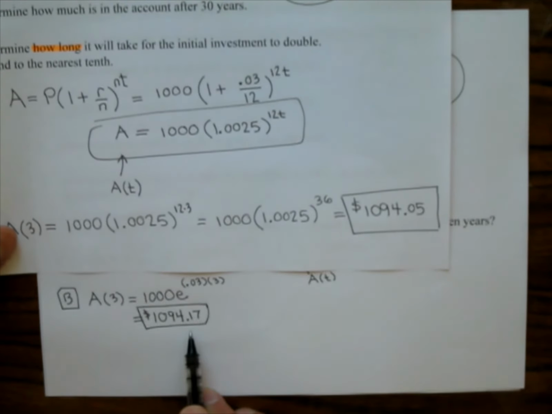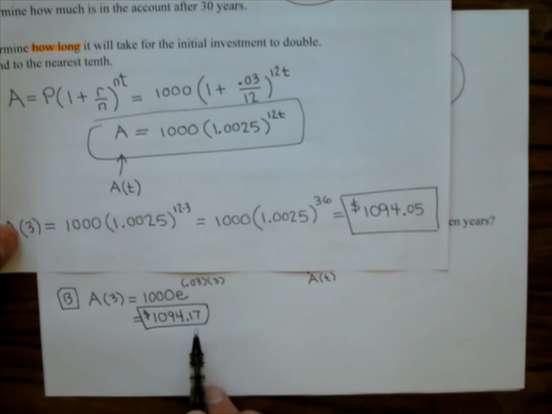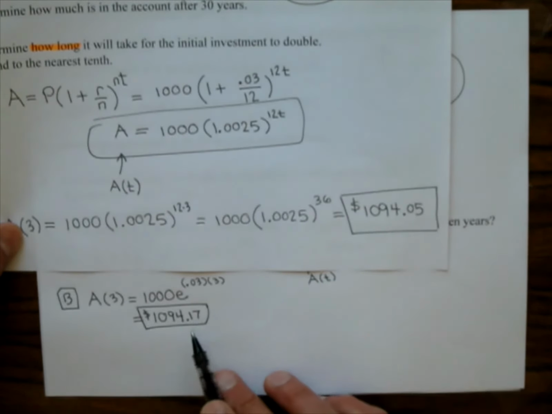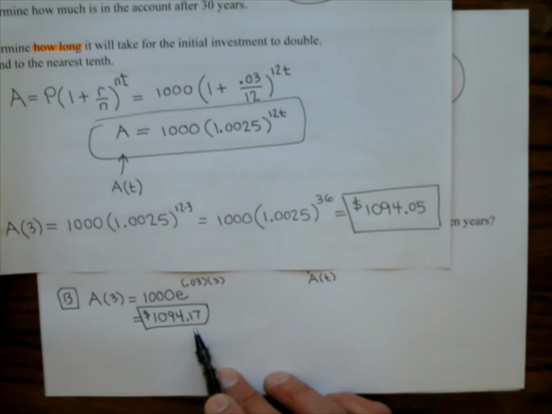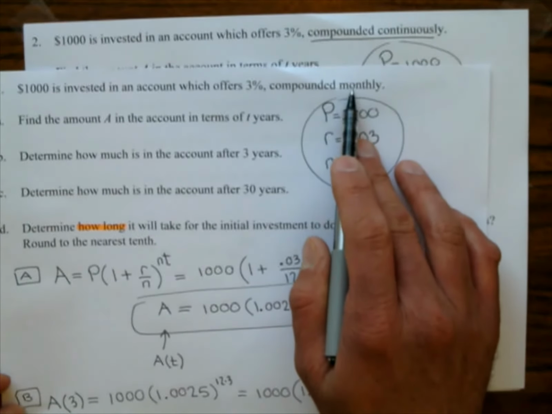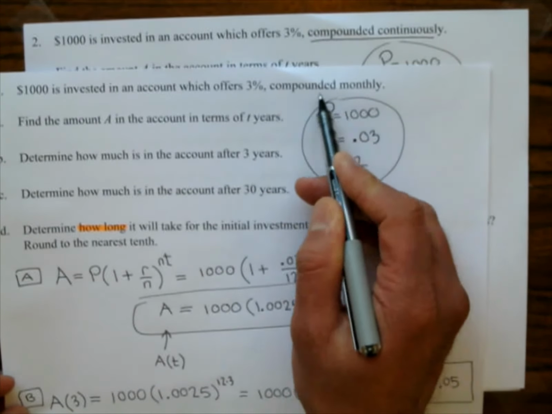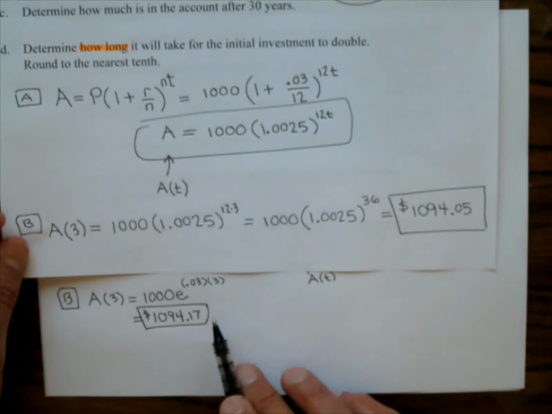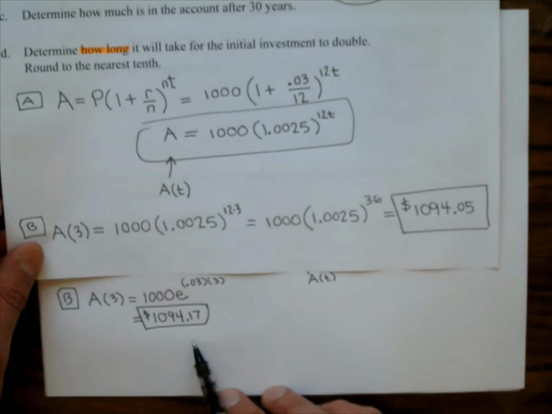Lots of mathy people and even finance people like to know what the upper bound is. And it's really not off by much. You'd think being compounded continuously would make you a lot more money than monthly. Okay, this one was compounded monthly, and the difference is like 12 cents after 3 years.